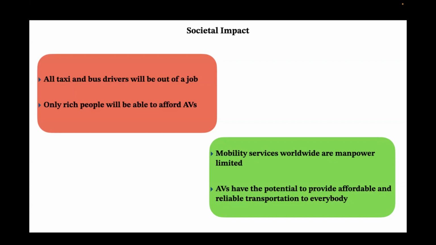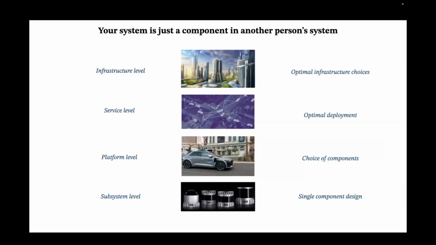In terms of societal impact, there's a lot of people criticizing autonomy in general, saying all taxi and bus drivers will be out of jobs, or only rich people will afford them. But actually, you can also show that in some situations, you can make mobility services, first of all, more affordable, but also that you could break the cycle of having manpower limitations. Right now, there are studies that show that 1 in every 7 humans would need to be a driver if we continue urbanizing cities as we do right now.